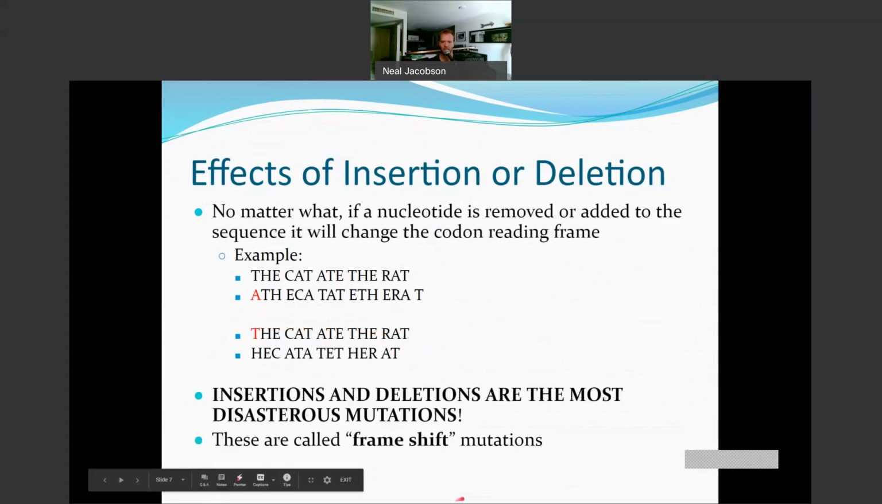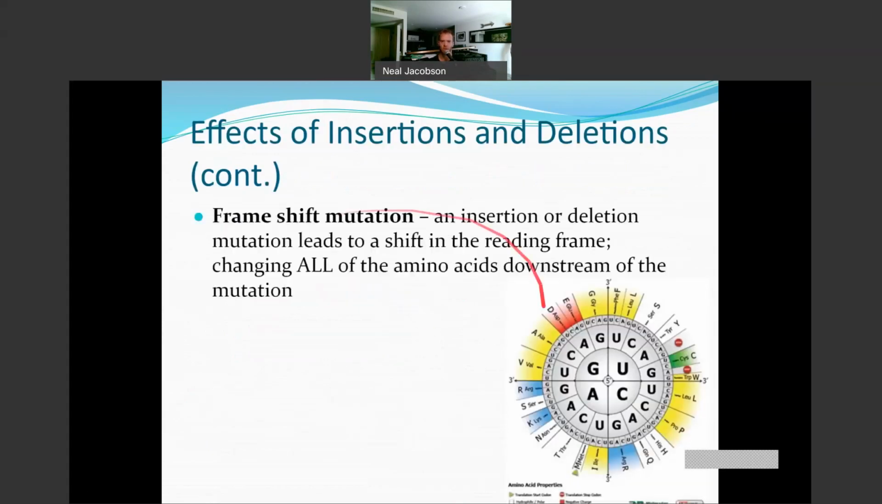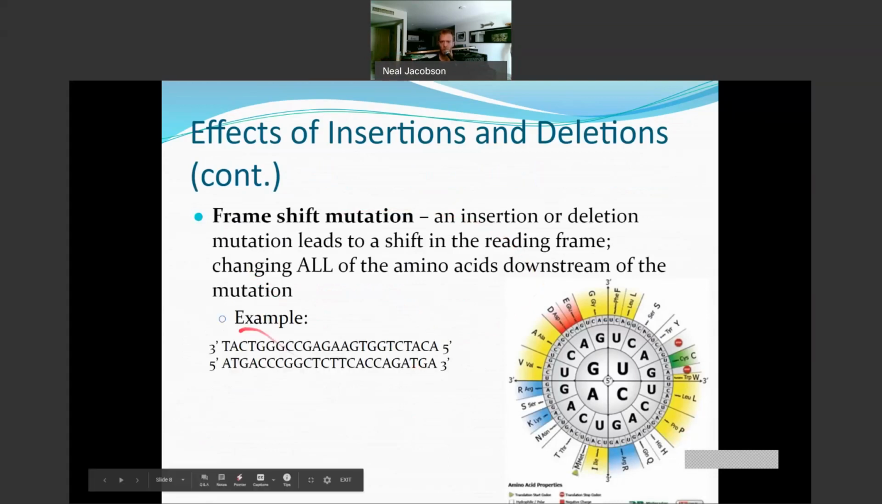So insertion and deletion is the type of mutation, and the effect that it has is a frame shift mutation. So let's take a look at what a frame shift mutation can do. Anytime an insertion or deletion shifts the reading frame, it changes all the amino acids downstream. So I'm going to give you another gene. The sense strand is on the bottom. Go ahead and pause the video and translate it.